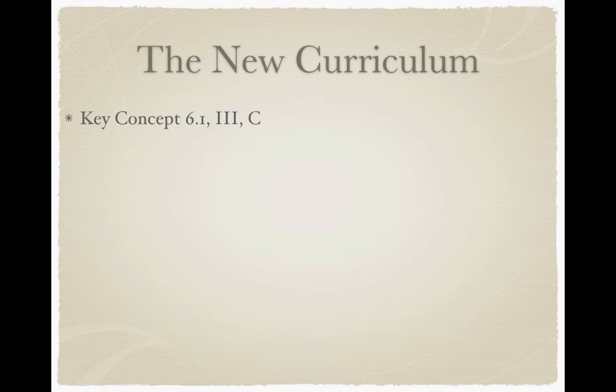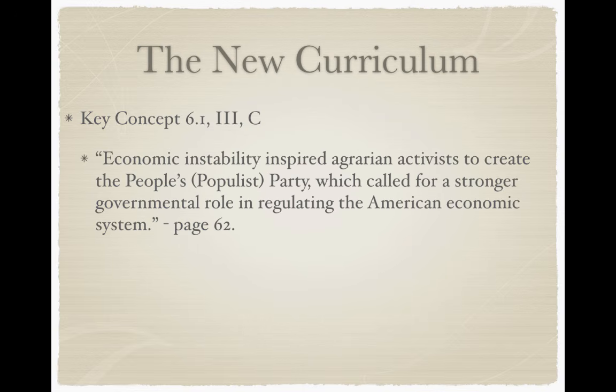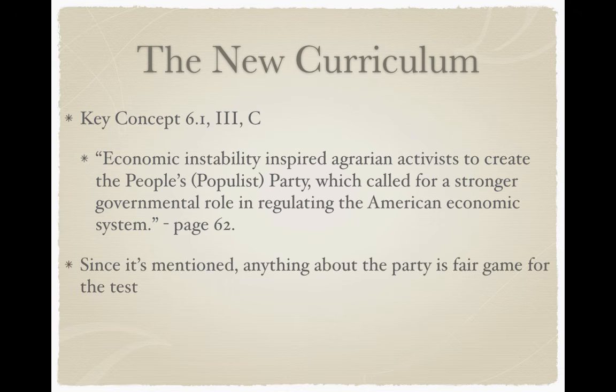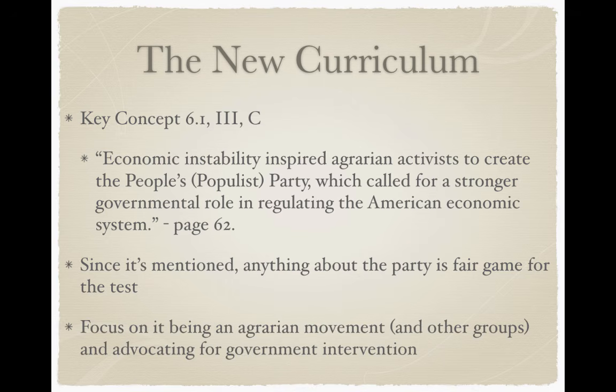Key Concept 6.1, Roman numeral 3, letter C states, economic instability inspired agrarian activists to create the People's or Populist Party, which called for a stronger governmental role in regulating the American economic system. Again, since it's mentioned, anything about the party is fair game for the test. And you should know that there really is a focus on it being an agrarian movement and other groups, as we'll see, and advocating or favoring government intervention. So a populist is somebody who would favor increased government intervention.